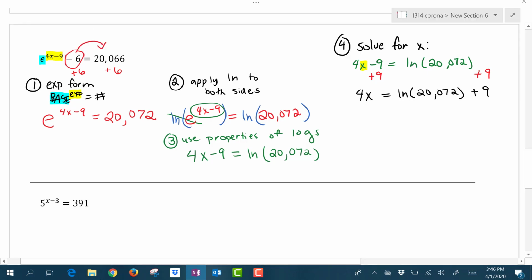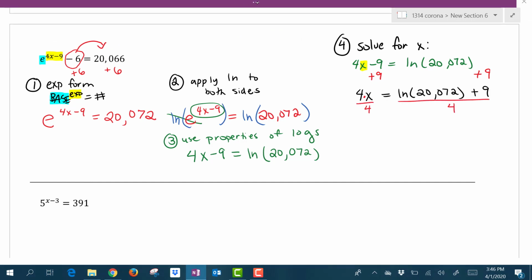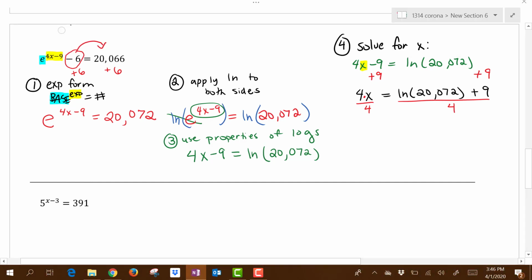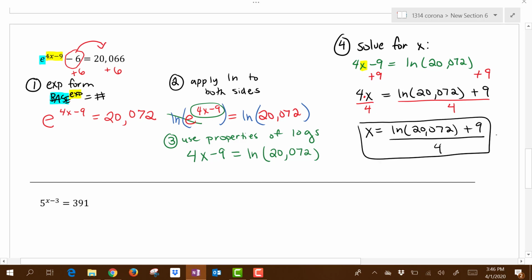And then the last thing I want to do is to get rid of the 4. We're going to do that by doing the opposite operation. We're going to divide both sides by 4. So our final answer is x is equal to the natural log of 20,072 plus 9, all of that divided by 4. Alright, so that would be our exact solution.